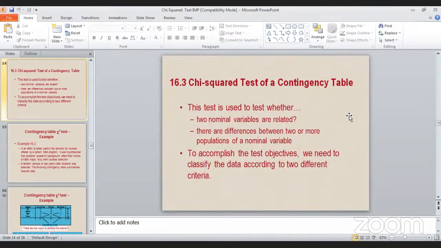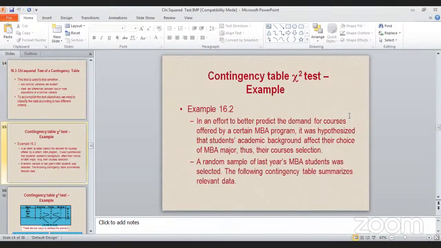And of course, the stated variables are either nominal variables or ordinal variables. So you should divide your selected variable into two different categories or groups. That is the one important condition to use this test.